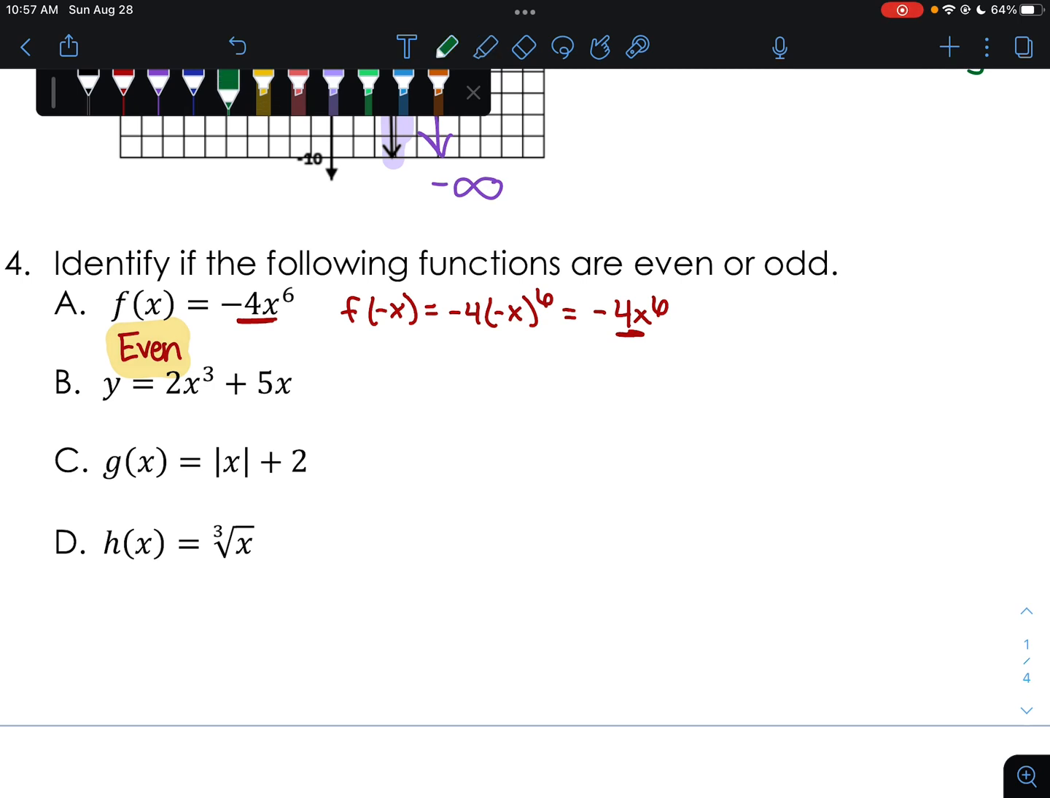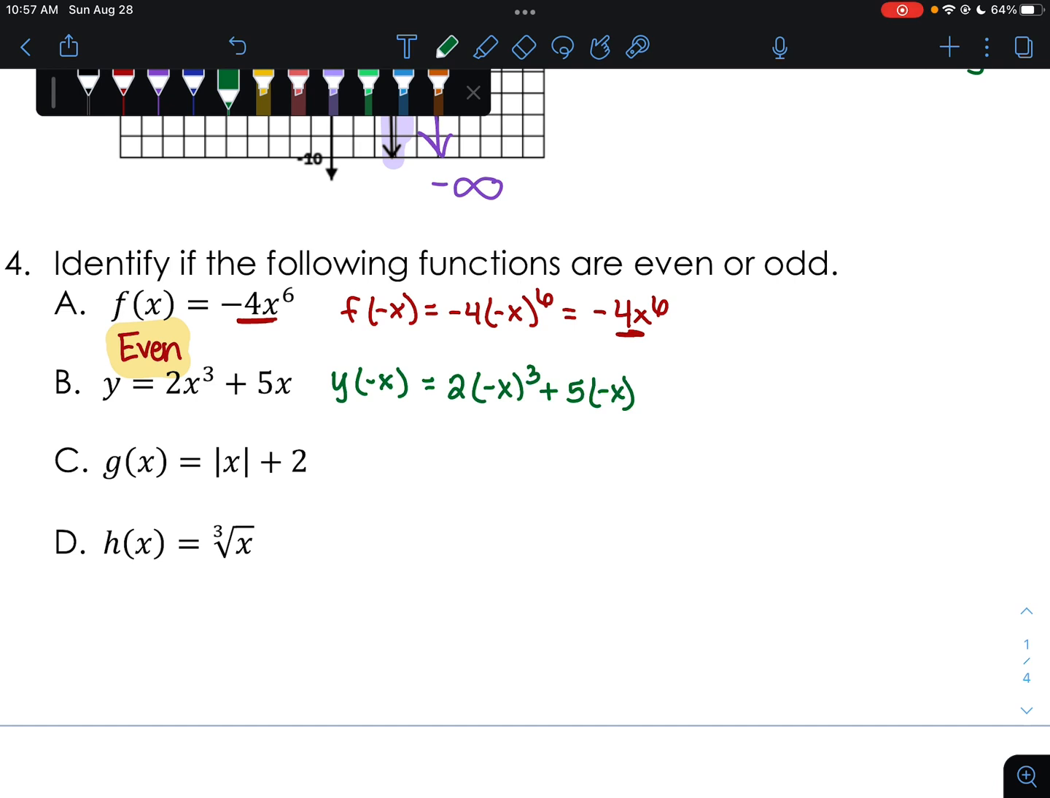Now I go on to b. b says y equals 2x cubed plus 5x. Well, I'm going to evaluate it at negative x. So that gives me 2 times negative x to the 3rd power plus 5 times negative x.